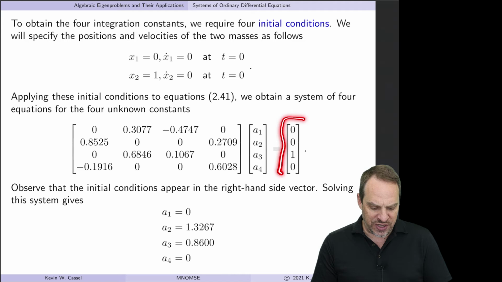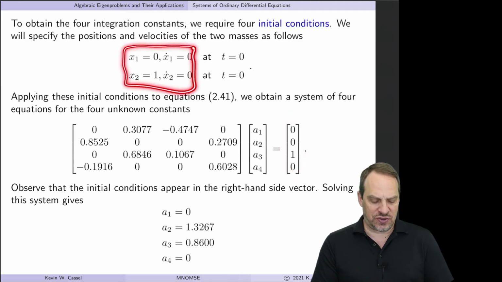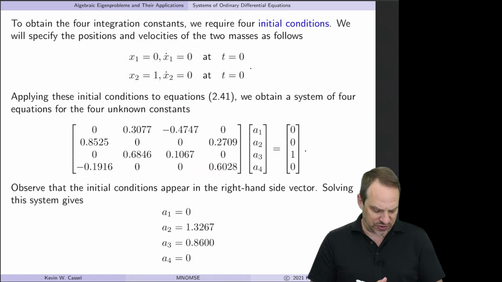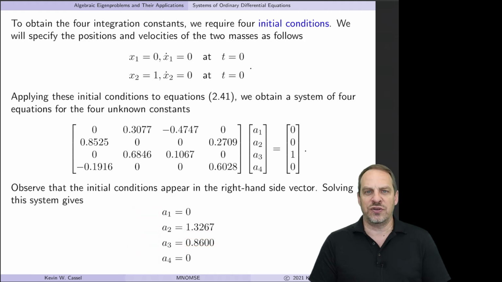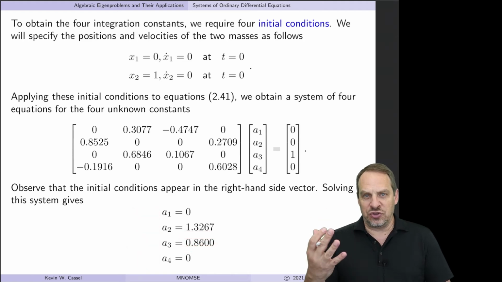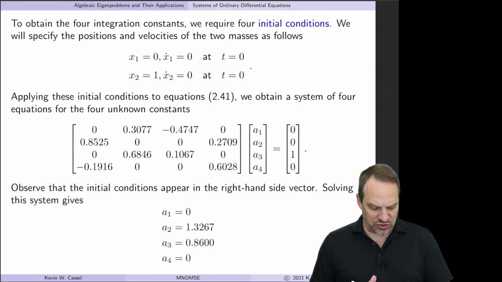You'll notice the right-hand side vector actually contains these initial conditions. All of this comes from the equations for the system. When we solve that, we get a1 and a4 are 0, a2 and a3 are these constant values. That's the solution for this particular set of initial conditions.